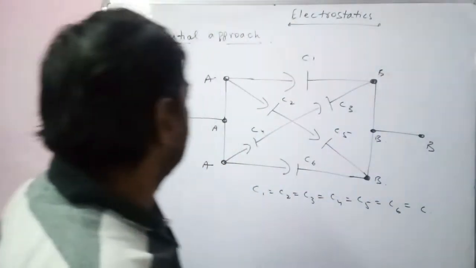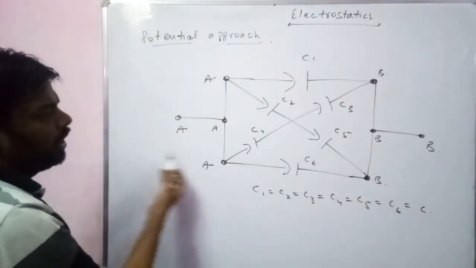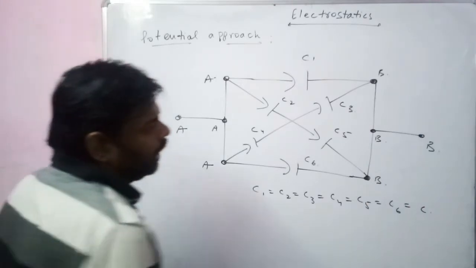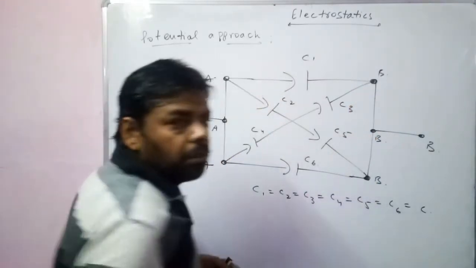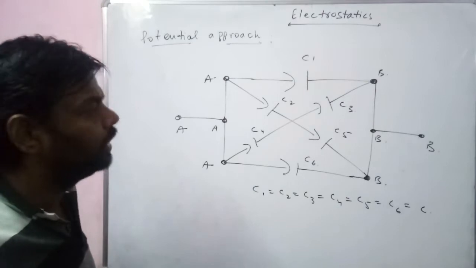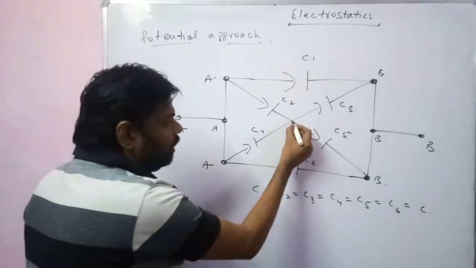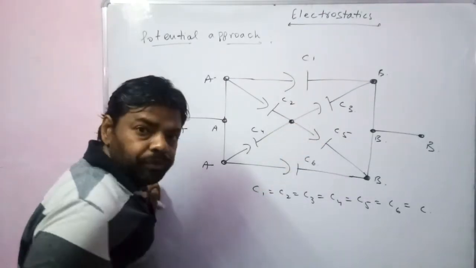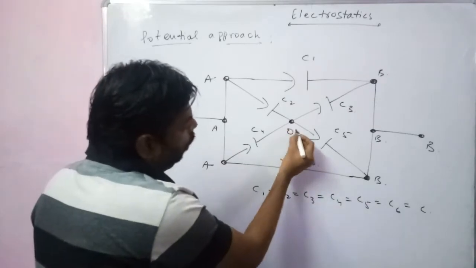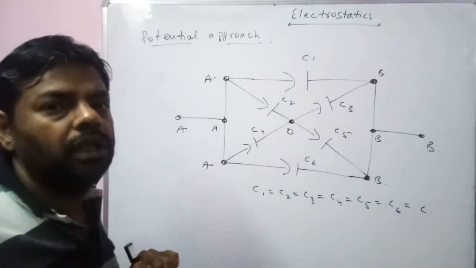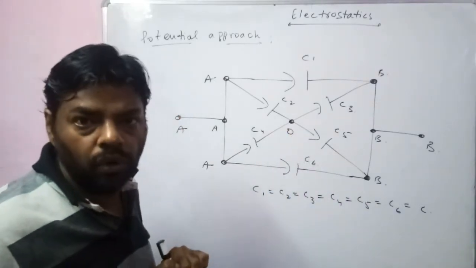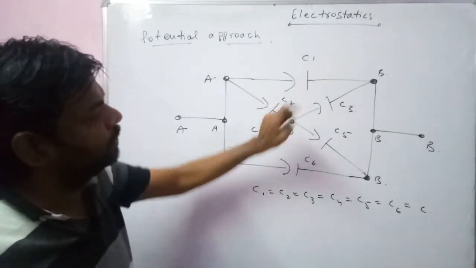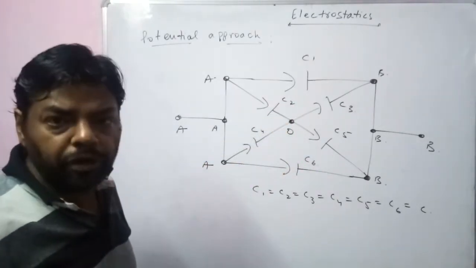Now, take a look. On the left side, all the terminals are marked as A, and on the right side all the terminals are marked as B. Again, we are having a junction over here. I am calling this junction O. Now take a look at the different capacitors.